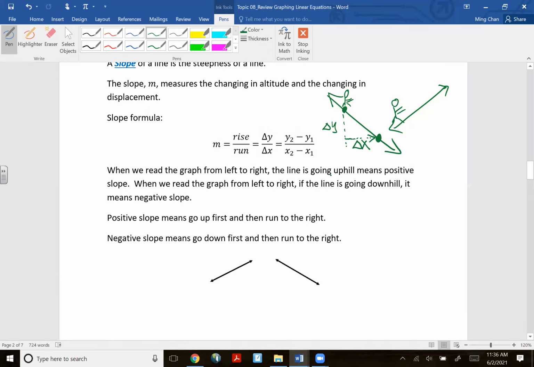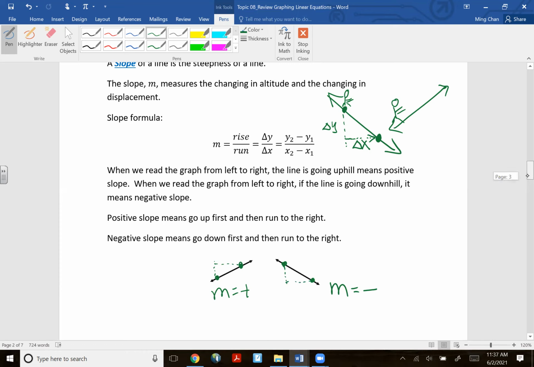Going up the hill means the slope is positive. Going down the hill, the slope is always going to be negative. Positive slope means we go up first, so going from here to here, up the hill, we go up first, and then we run to the right. The denominator, the run, always means run to the right. Negative slope, or going down the hill, means we go down so many first, then run to the right.